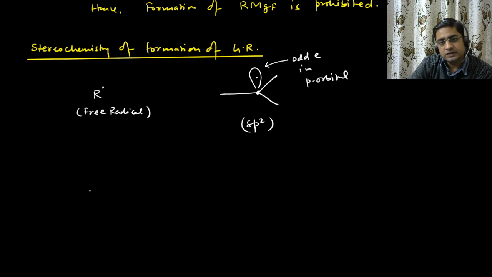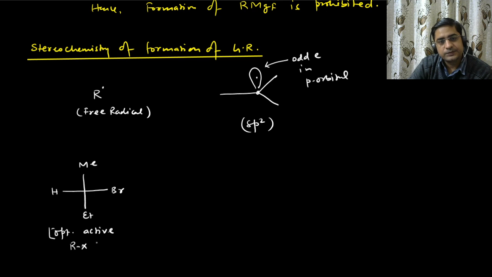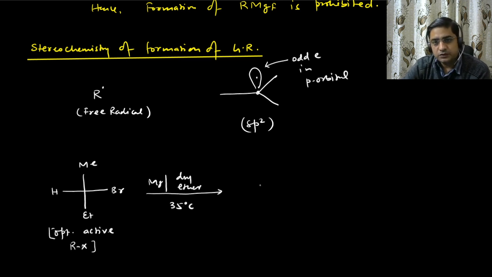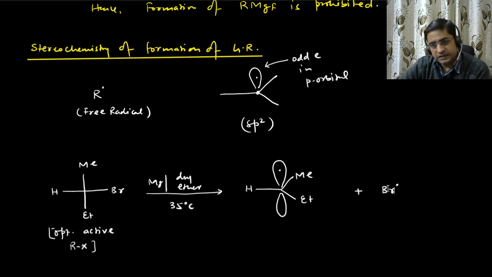So when we consider an optically active alkyl halide, and we warm it in a mixture of dry ether, then first of all we will get an alkyl radical like this: methyl, ethyl, hydrogen, and of course Br radical.